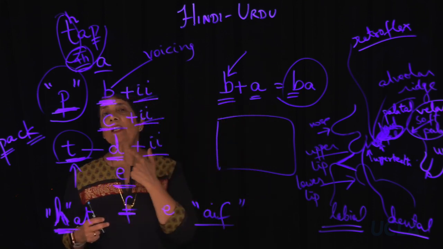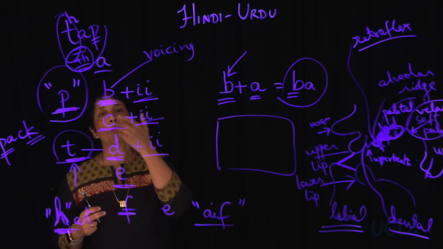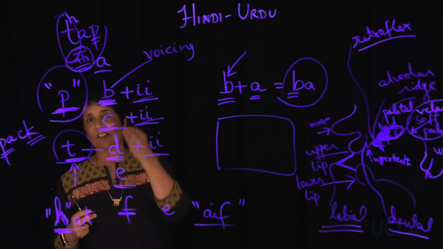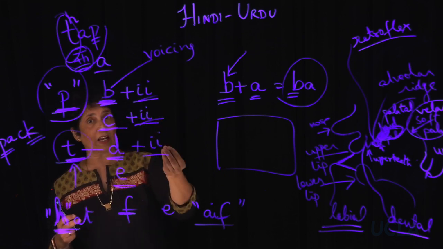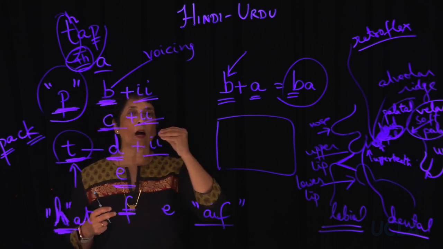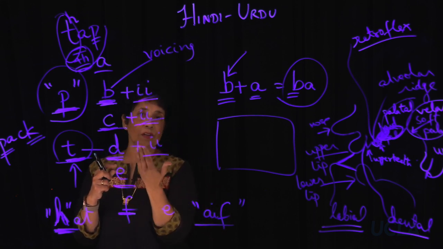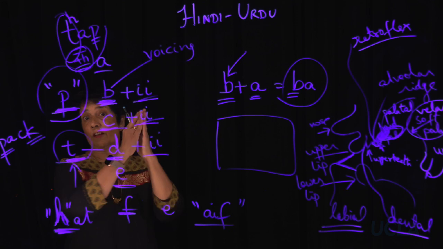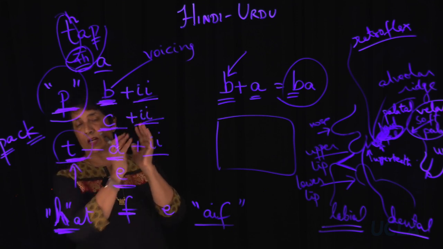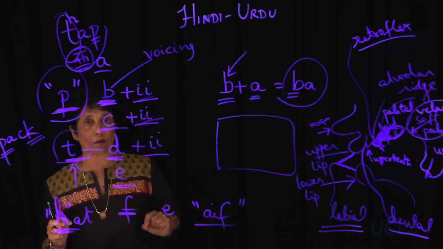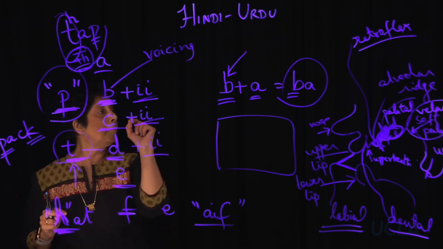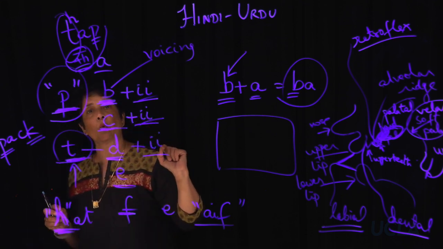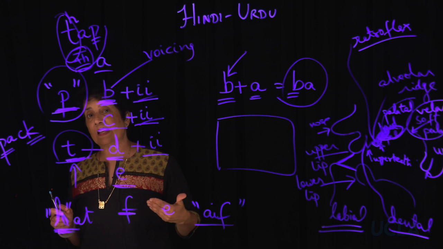So, place of articulation, starting at the back, moving up front to the lips; aspiration; and voicing, which is when the sound is being produced, are the vocal cords flapping? Are they vibrating to give you the voice sounds? And one last feature will be nasality, or nasal.